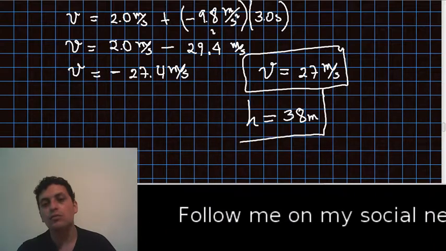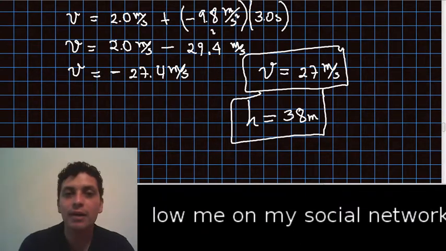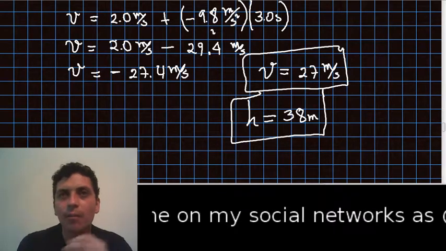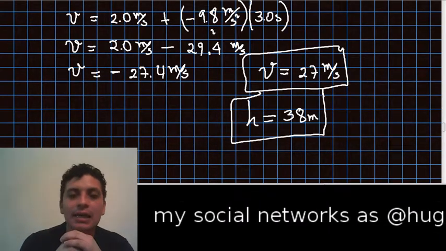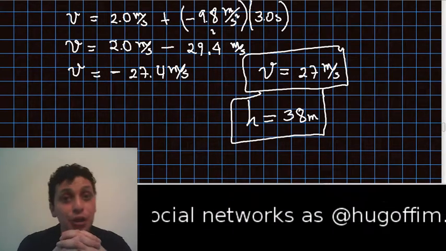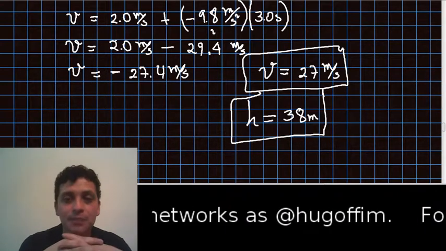Okay, so to fulfill this information, we need to have a height of 38 meters. So we send it from a building. You know, 38 meters is a building. And it reaches a velocity of 27 meters per second. That's pretty high. Okay, 27 meters per second, it's a pretty high velocity.